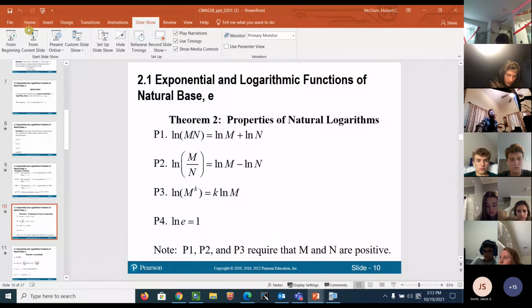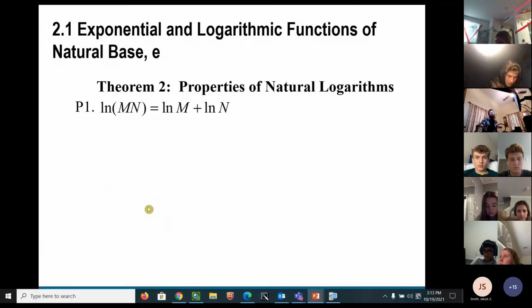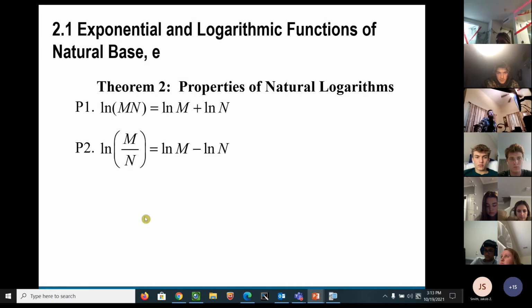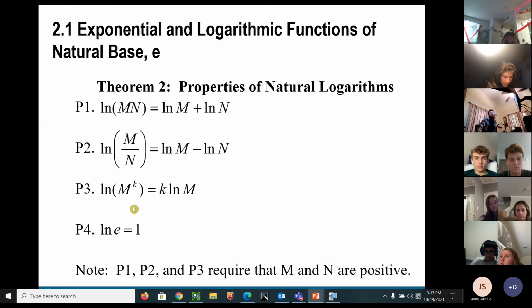All right, there are the properties that I gave you the other day. There is the product rule. There is the quotient rule. There is the power rule. There is natural log of e is equal to 1. And we do not take the logarithm of a negative.